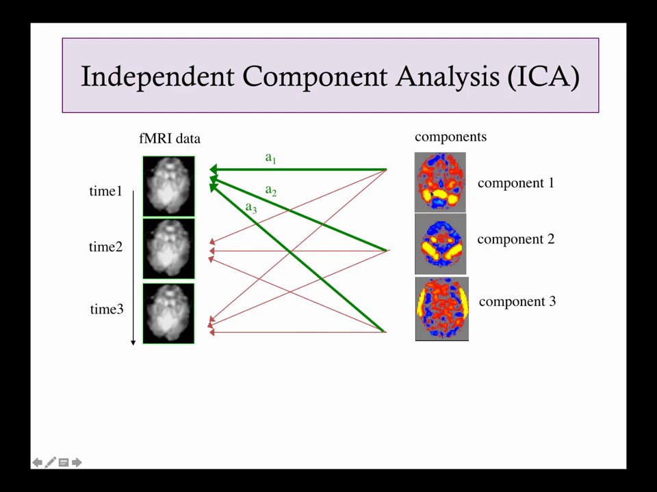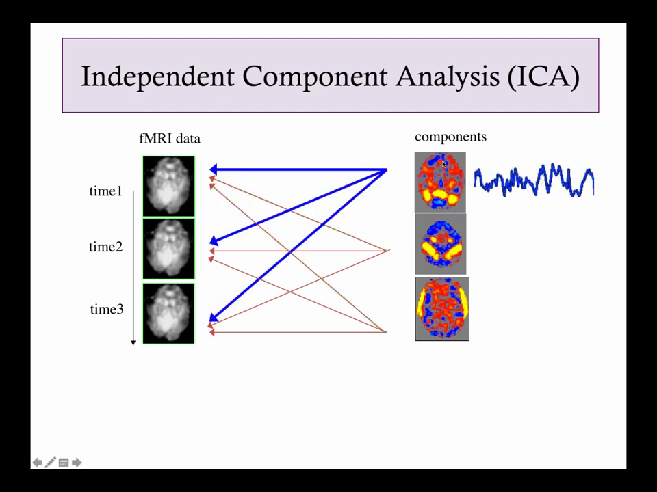We can also think about each of these components as having a time course that goes with it, which would be defined by the weights of that component at each time point in the data. And so this can be thought of as this component's activity, how strongly it's contributing to the data at each point in time.